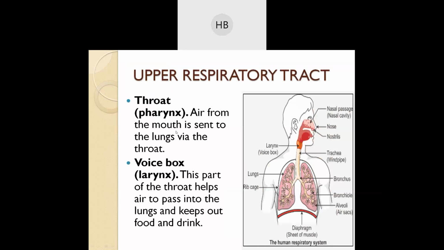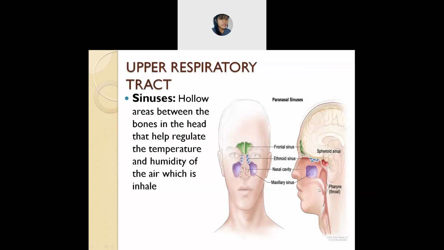Okay, next is throat or pharynx. So this one, this is pharynx or throat. What happens here? Same thing. When the air enters into the mouth, nostrils, nasal passage, then sinus, afterwards it will go to where? It will go to the pharynx. The air will go through the pharynx or throat so that it will go to the destination, that is the lungs.